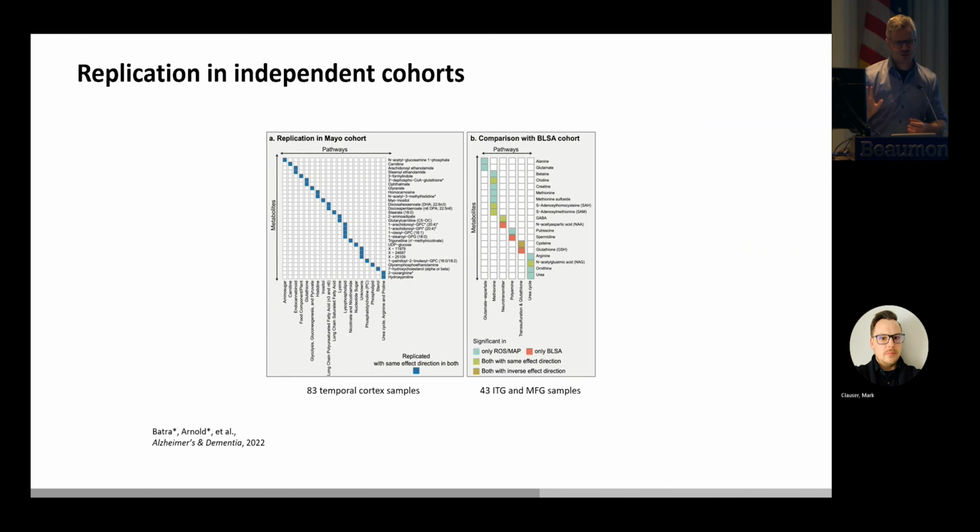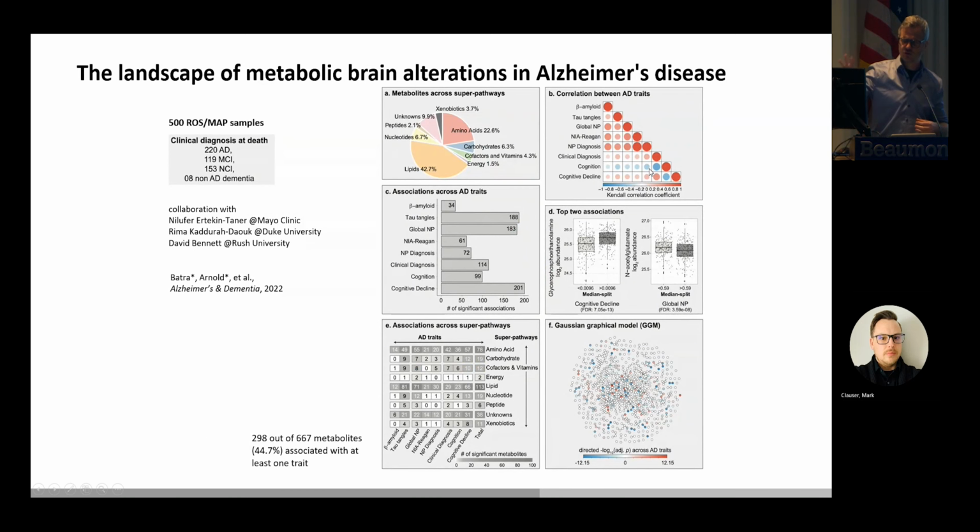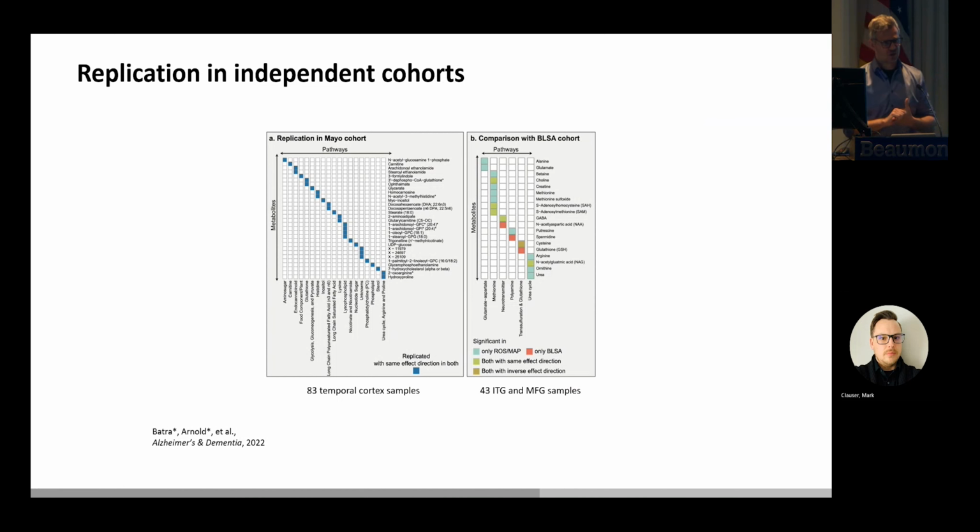Just real quick, we also did some replication analysis. Very difficult, because there's not a lot of studies here. I should say, I forgot to say this: this is in the dorsolateral prefrontal cortex, and some of the replication was in other parts of the brain, such as the temporal cortex. It's a bit questionable. Is this really replication, or am I just checking it in a different brain region? Again, since these brain samples are so rare, it's not very easy to find independent validation.